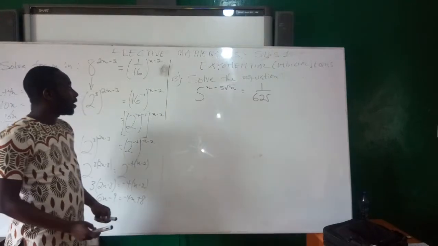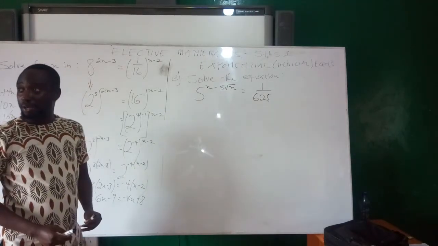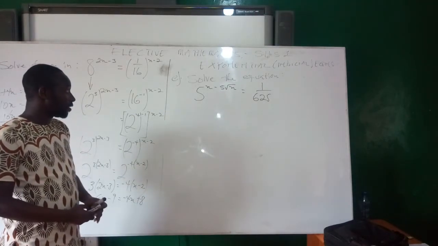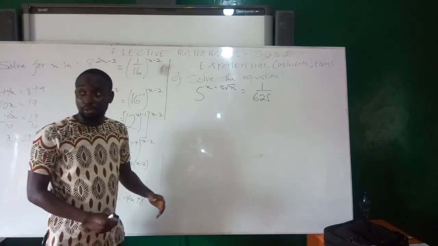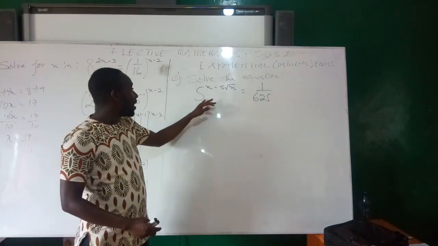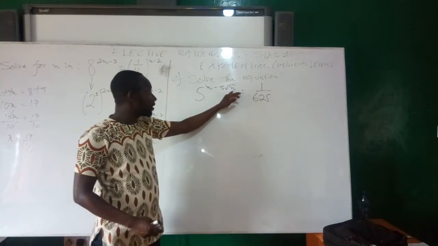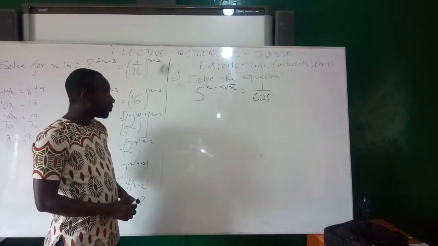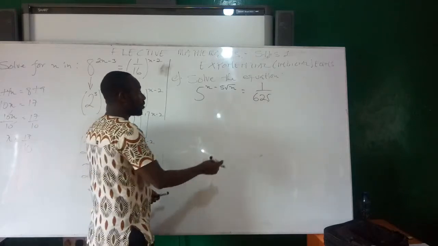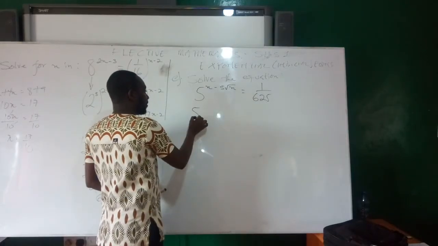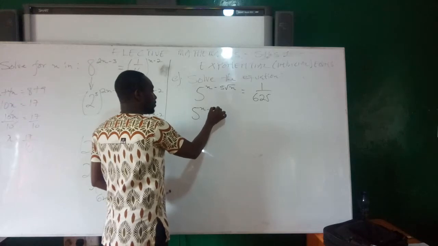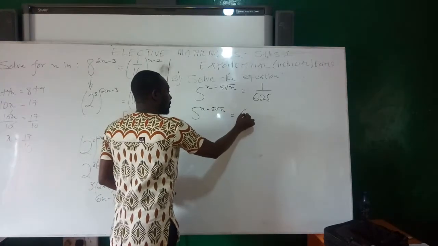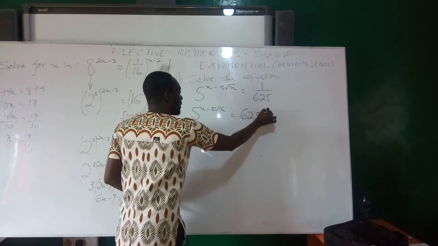Today is our last question for the day. So let's look at how we solve this question. Solve the equation: 5 exponent x minus 5 root x equals 1 over 625. So we can rewrite the 1 over 625 as 5 exponent x minus 5 root x equals 625 exponent negative 1.